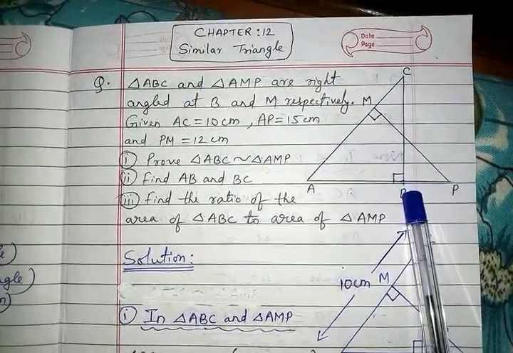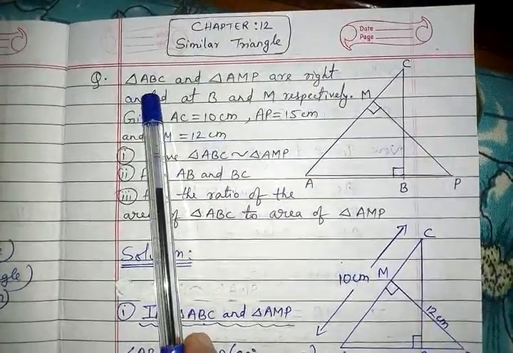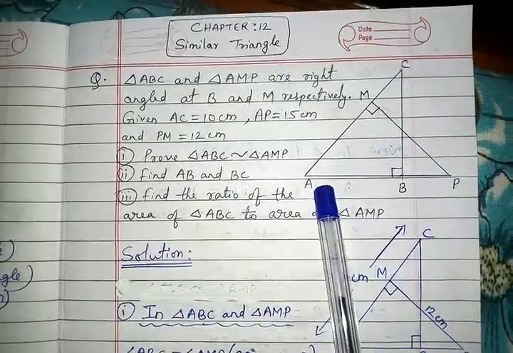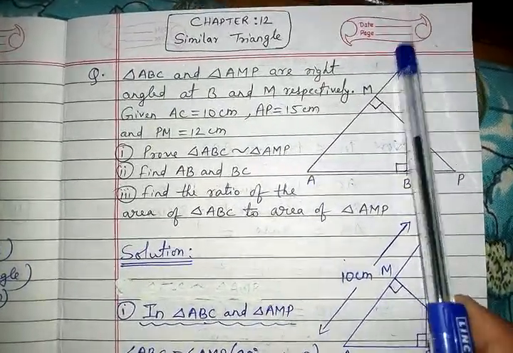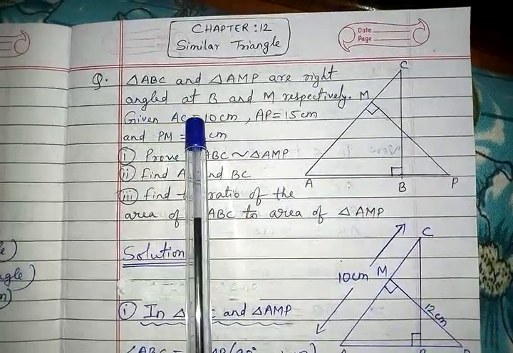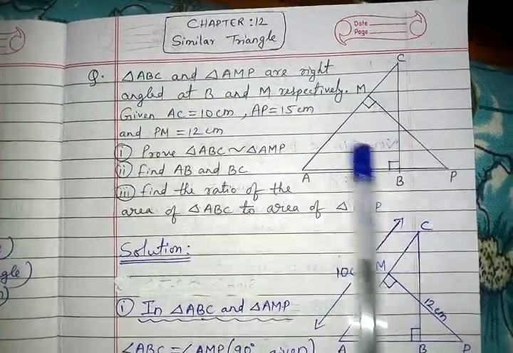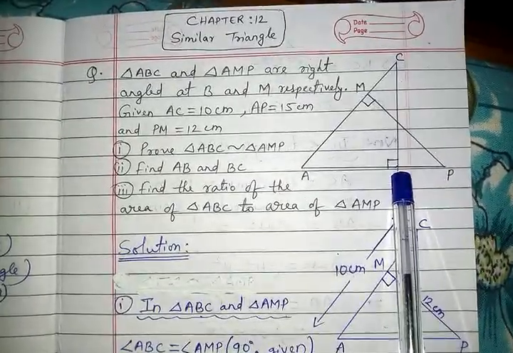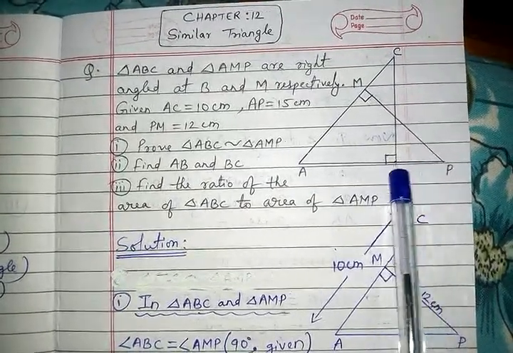So check the diagram. There are two triangles. The first triangle's name is triangle ABC. So you can see here ABC. So this is the first triangle, and it is said it is right angled at B. So you can see a symbol of right angle, that is 90 degrees at B.